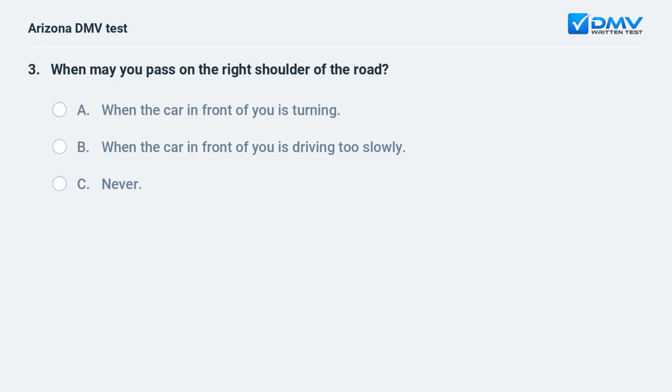When may you pass on the right shoulder of the road? A. When the car in front of you is turning. B. When the car in front of you is driving too slowly. C. Never.